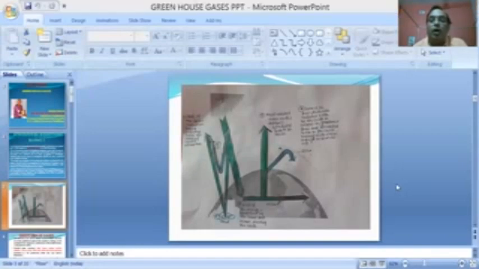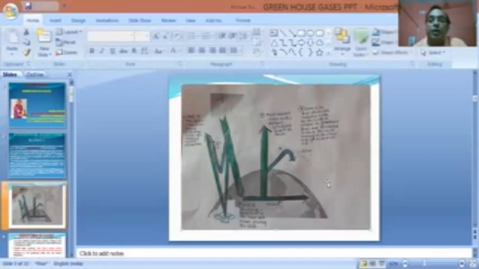So let us see this schematic representation. Here you have the sun, and from the sun, solar radiation is impinging upon the earth. The atmosphere begins from this level. So as soon as the solar radiation enters the atmosphere, a major chunk is reflected back.